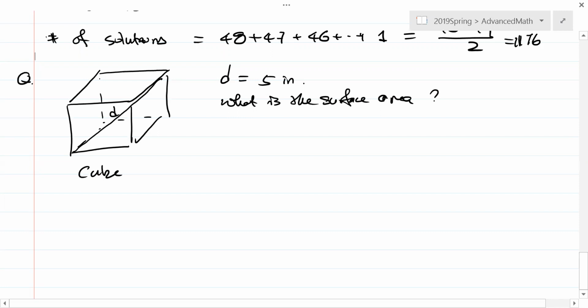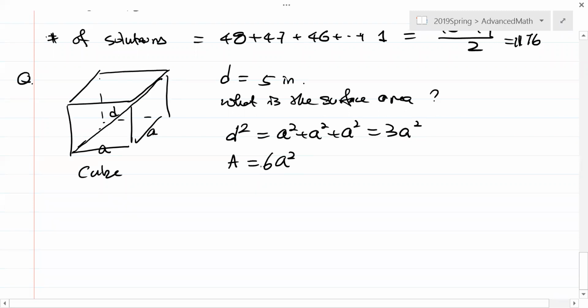Okay, and draw the picture, for example. You mark the D. So this is the edge length, right? First of all, you write down the relationship between A and D. D square equals A square plus A square plus A square, which is 3A square, right? So that's the relationship between the length of the diagonal and the edge length. The surface area is going to be, each side is a square, so A square. But how many faces are there? There are 6 faces there.